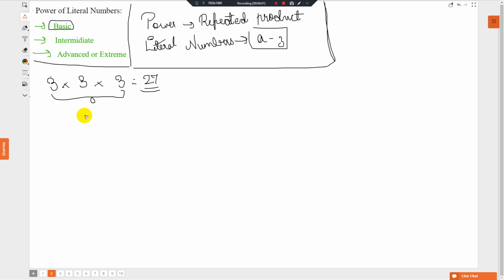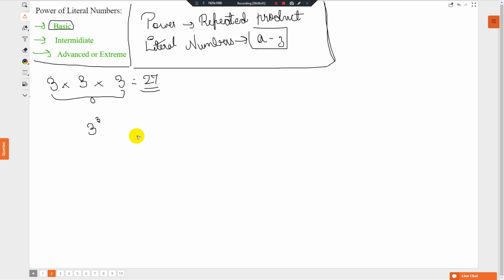In that case, first of all we write the number. If they have given 5 in place of 3, we write 5. If they have given 100, we write 100. Here they have given 3, so I'm writing 3 only one time. Next, how many times is it repeated? 1, 2, 3. So 3 times. Do we write it like this? No, we have to write a small 3 upon the big 3, like this.